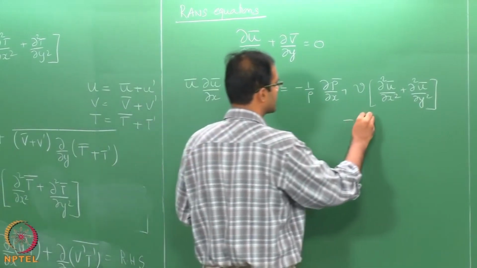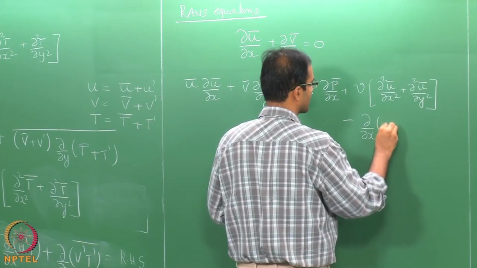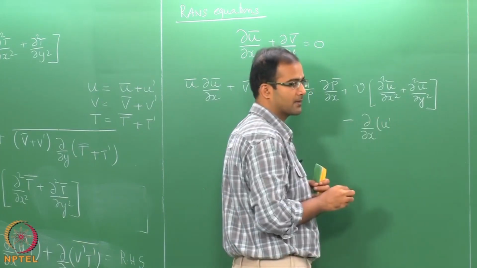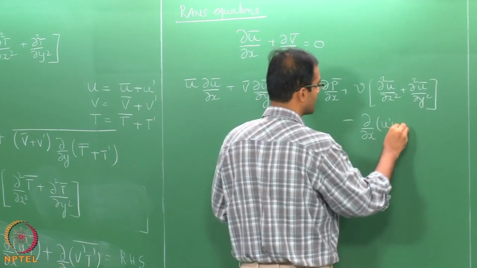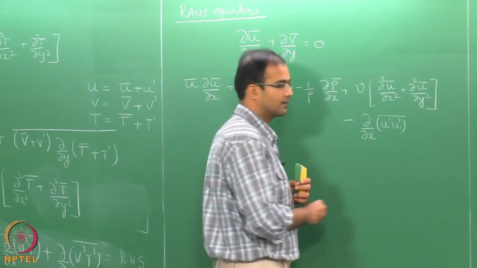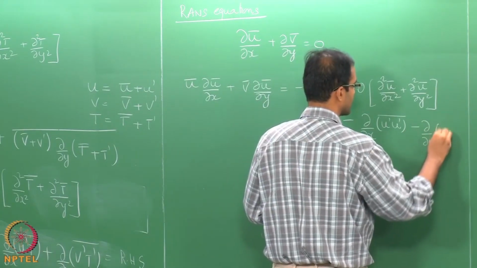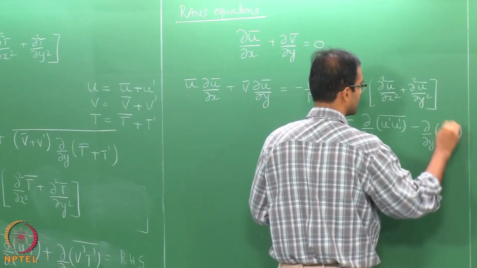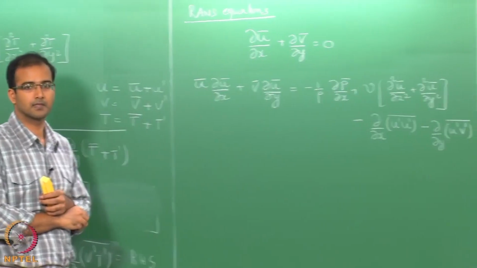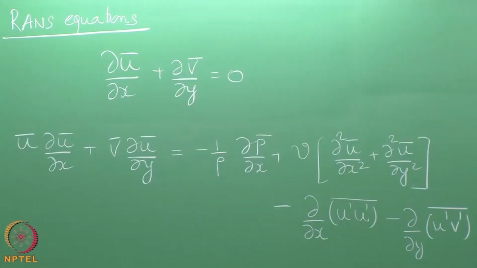Minus ∂/∂x of u prime squared bar, this is in the x momentum equation, and minus d/dy of u prime v prime bar. Is it okay? I am just taking this to the RHS.